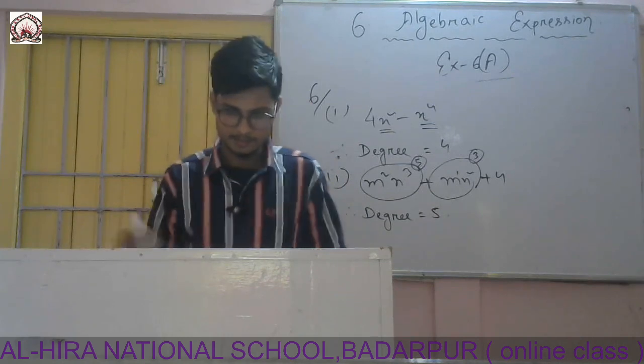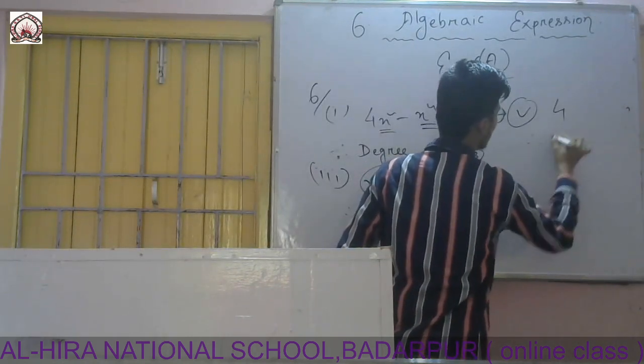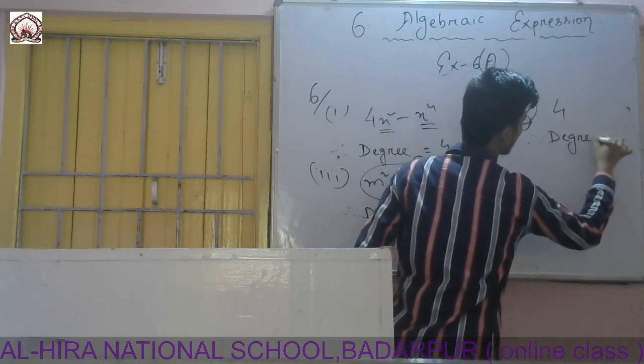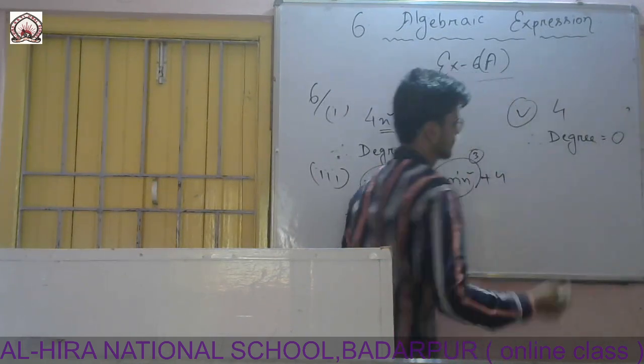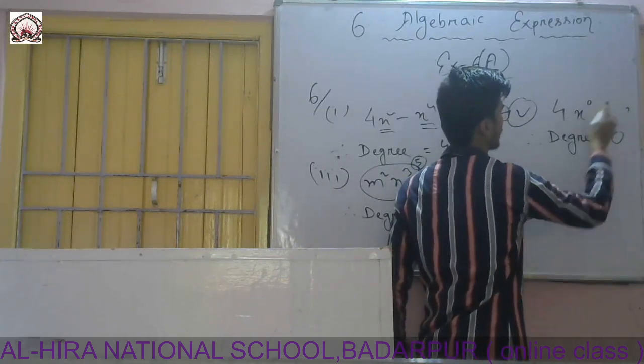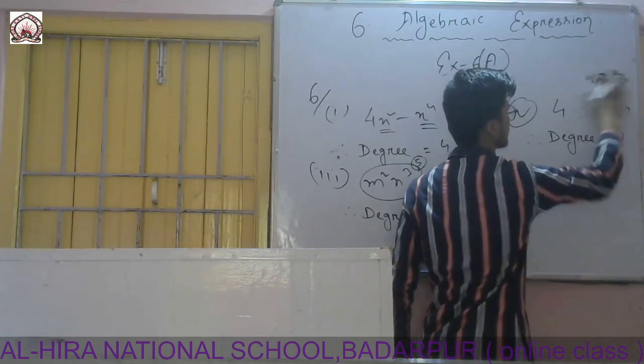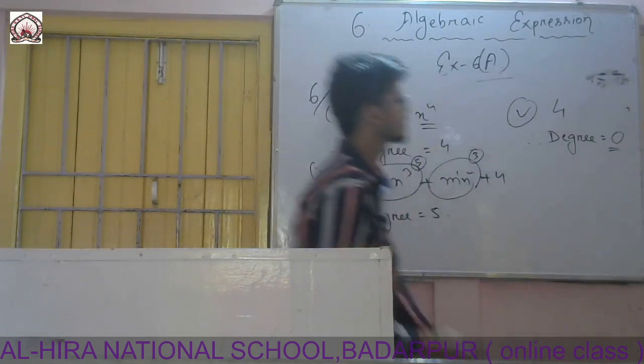So next number 5. If only a constant term is given, that means the degree is always 0, because actually we write it x to the power 0 and x to the power 0 is equal to 1. So that means it has a degree of 0.